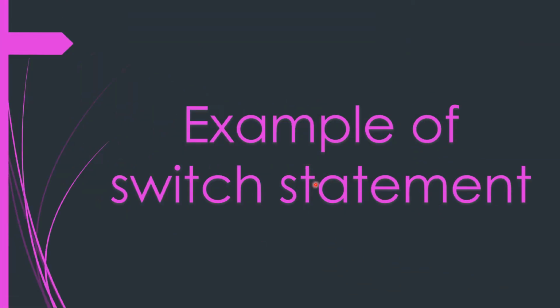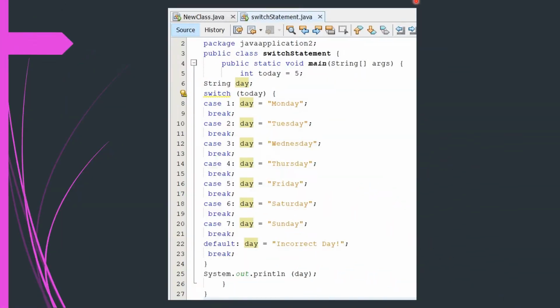Now let us talk about the example of switch statement. Here in this example, first of all, we have created a separate class for explaining the example. We have created the class with name switch statement. I have already explained in my previous videos about how to create a new project and how to create a new file. All these things have been explained in previous videos. So please watch them if you are not aware of them. So let us see this example.